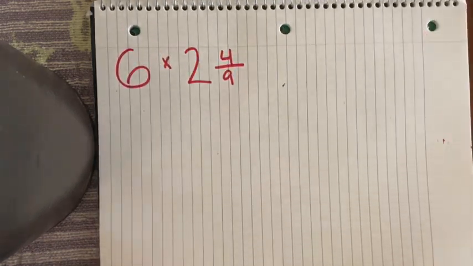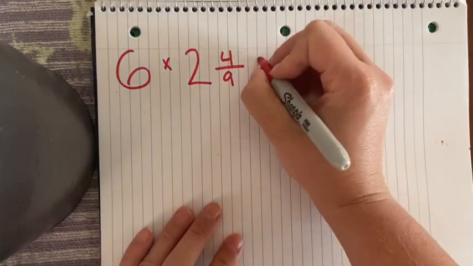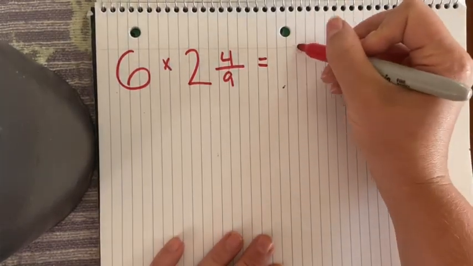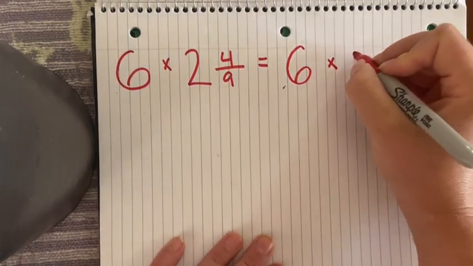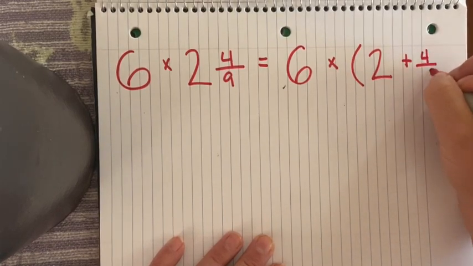The next question is 6 times 2 and 4/9. And again, we are continuing to use this distributive property because this is the best method to see how we are breaking down that mixed number. So let's go ahead and first separate our mixed number into 2 parts. 6 times 2 and 4/9 is going to be equal to 6 times 2 plus 4/9.